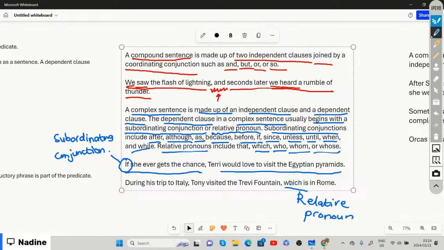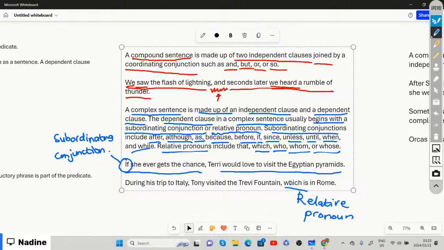Coordinating conjunctions are words that join either sentences or clauses, and they're words such as and, but, or, so. And then we have a subordinating conjunction. A subordinating conjunction is usually at the beginning of the sentence, and it's words such as after, although, as, because, before, if, since, unless, until, when, and while.